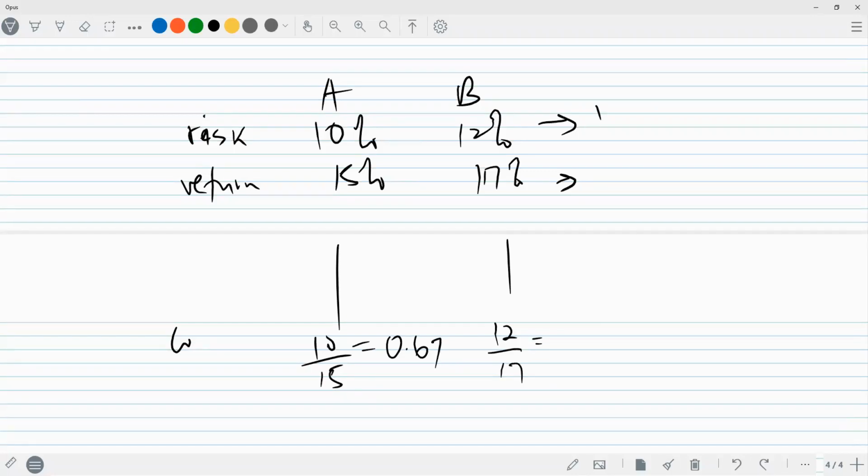0.67. 0.71. 0.70. Now, if you invest, A or B? A, of course. Because you get the same return, 1% unit of return, for a lower amount of risk, 0.67 units of risk. Yeah, of course, you invest in A.